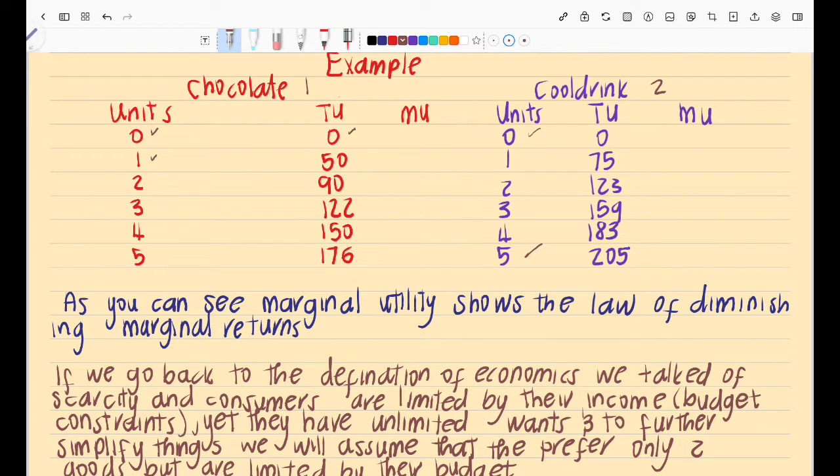All right, and then these are just made up values. When you consume 1 unit, the total satisfaction that you get is 50. When you consume 2, and it goes on and on, right? So if you check, the total utility is moving from 0 on the first point, to 50, to 90, to 122, to 150, to 176. So total utility increases the more units you consume. But let's see what then happens to marginal utility.